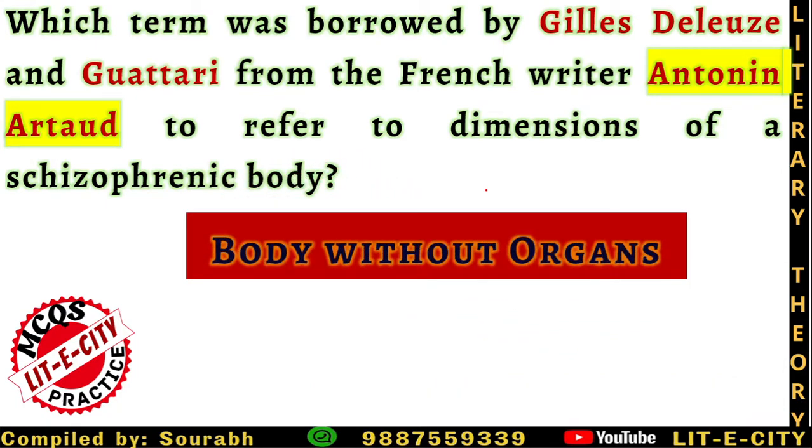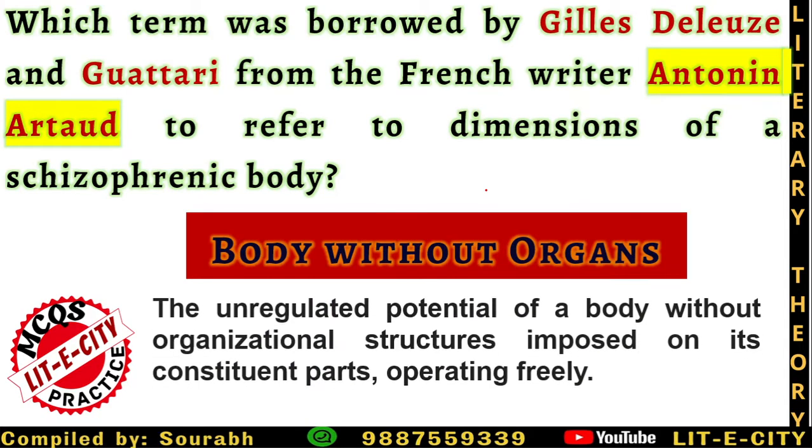body without organs, which Artaud used in one of his plays, and by this term they actually mean the unregulated potential of a body without organizational structures imposed on its constituent parts, which operates freely. For example, they wanted to point out that in a schizophrenic person, the control of organs, which makes a body a composite, is not accurate, and the body becomes without organs, much liberated. The same thing happens with drug addicts. So this is basically their term.